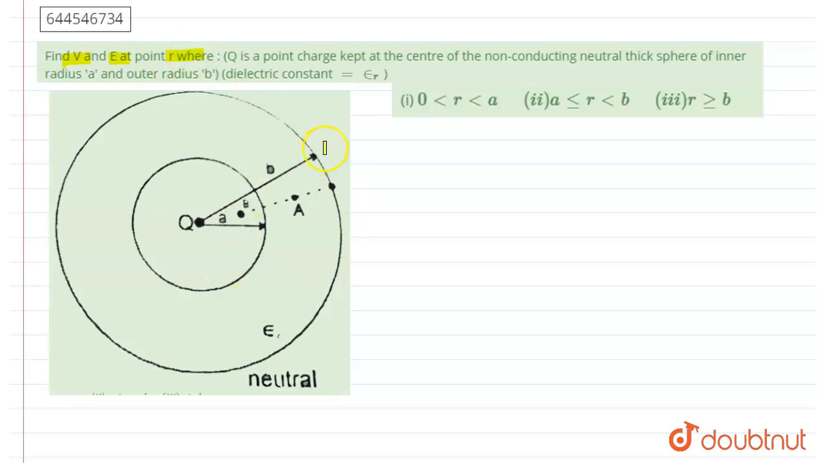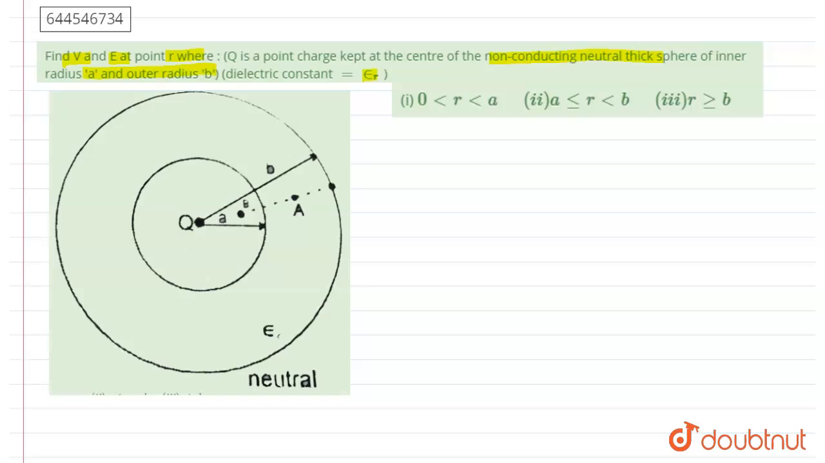According to the question, we have to find the potential and electric field at any point r, where we have been given some conditions. Q is a point charge kept at the center of a non-conducting neutral thick sphere of inner radius a and outer radius b, and the dielectric constant is epsilon r. So for the given conditions of r, we have to find the potential and electric field variation.